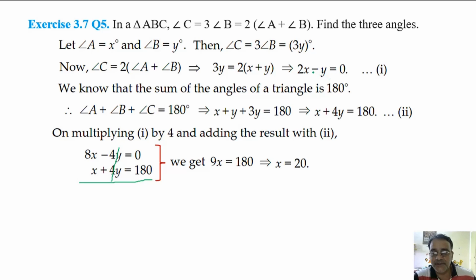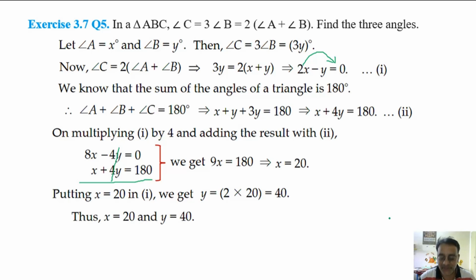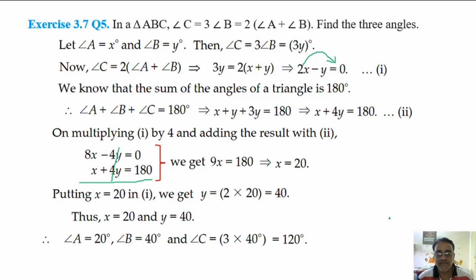So if you substitute here, you will get y is equal to 40. Or you can substitute in the second equation, but with the first equation it will be easy. So we get y is equal to 2 into 20, that is 40. Any doubt? No, sir. Now we got angle A and angle B. Angle C is 3 times y, so 3 into 40. How much will it be? 120. Right, 120 degrees. So any doubt in this question?